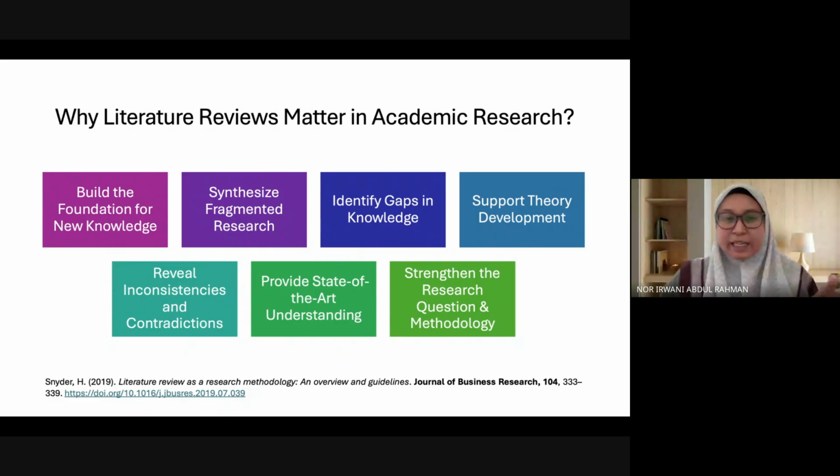Synthesize. You read A, B, C, and your research is D. You would like to identify the loophole. What is the loophole? The loophole is the gap. The gap is your contribution to the body of knowledge, to the research itself. There is a lot of contribution.